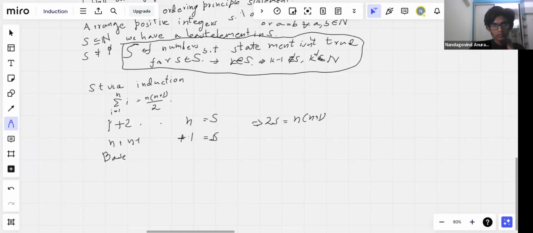So base case. 1 into 2 by 2 is equal to 1, which is equal to 1. So that's true. So step.